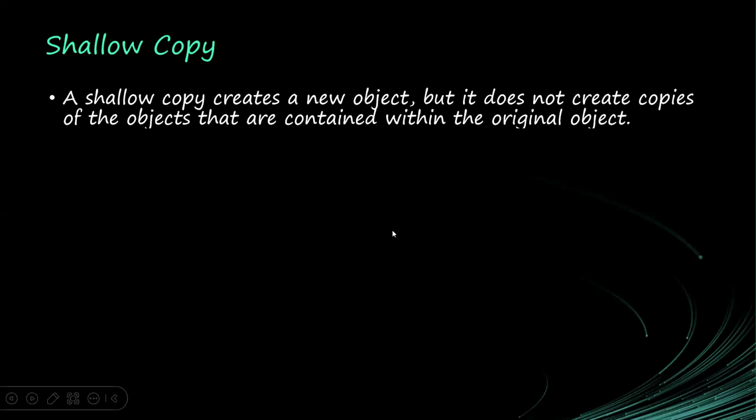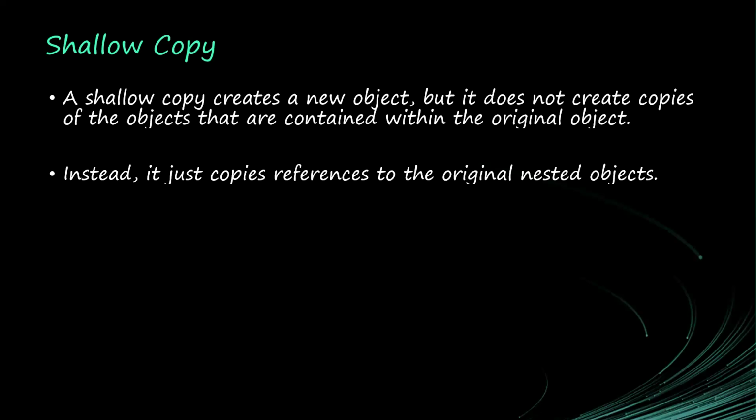So a shallow copy creates a new object, but it does not create copies of the objects that are contained within the original object. Look at what it means. When you do a shallow copy, you're creating a new object out of the original object, but you're not copying the nested objects. It doesn't create copies of the objects contained within the original object. Instead, it just copies the references.